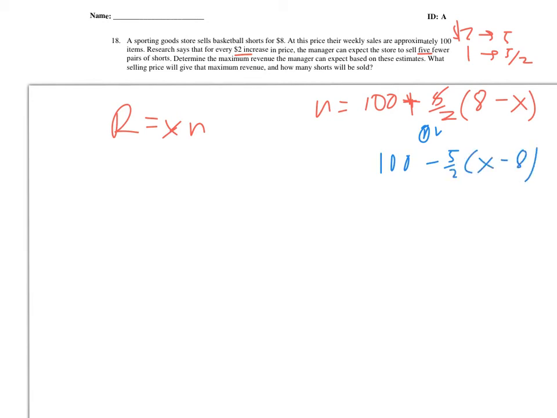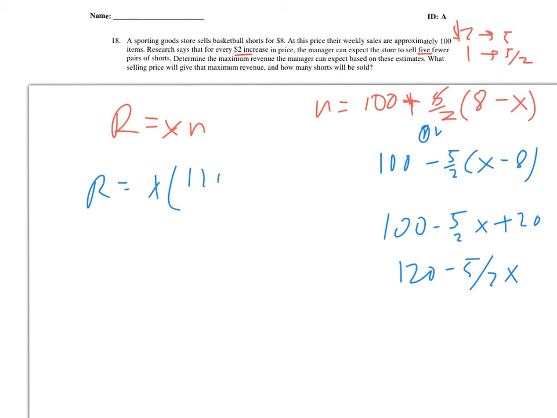So either way you look at it, though, when we distribute that in there, it's 100 minus 5 over 2x, and then plus, let's see, that'll be 4, and that'll be 20. So 120 minus 5 over 2x, and so then I'm going to substitute that in there. So x times (120 minus 5 over 2x).